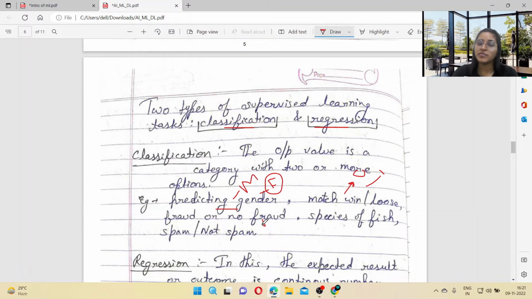Fraud detection, credit card fraud detection, is a very famous example. Is it a fraud or not, 0 or 1. Species of fish: there are a lot of species, more than two, so we can identify 0, 1, 2, and this is a multi-class classification. And the email example, spam or not, 0 or 1. So this is a classification problem, you understand well.